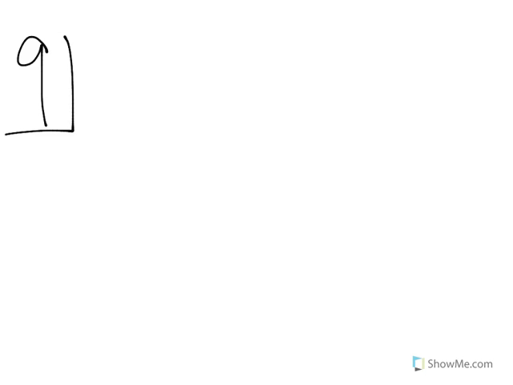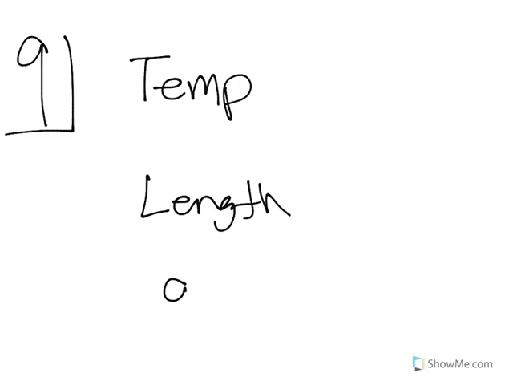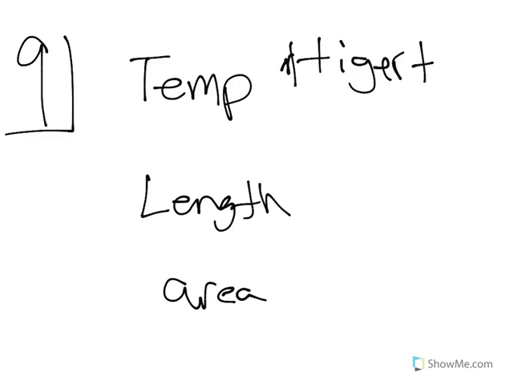Number 9 says, shown are copper wires with identical cross-sections; which have the least resistance? All right, so on this one, please remember the following things affect it: temp, length, area. Higher temp makes the resistance go up, and obviously the reverse is also true. Lower temp makes it go down.